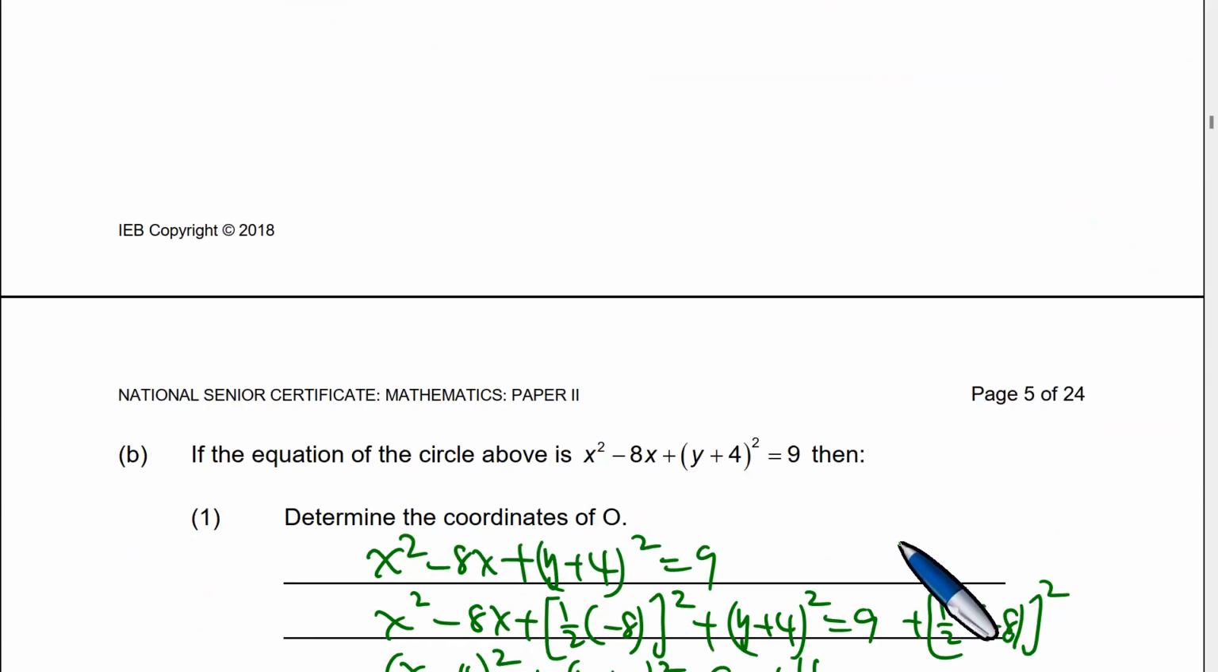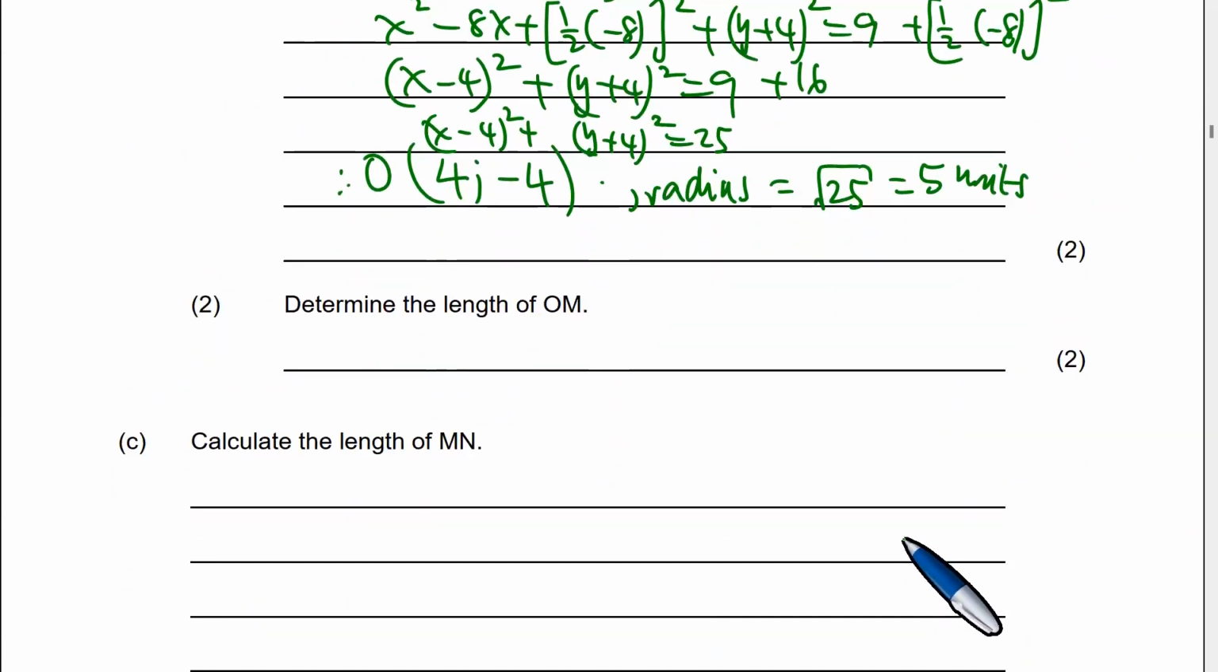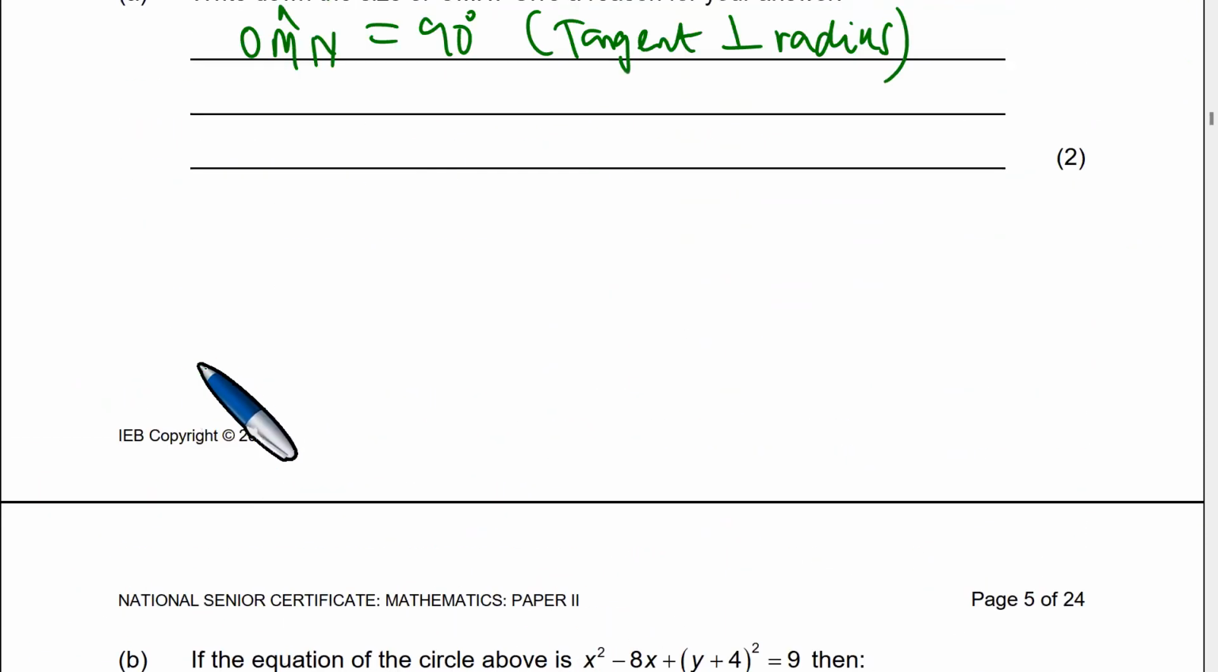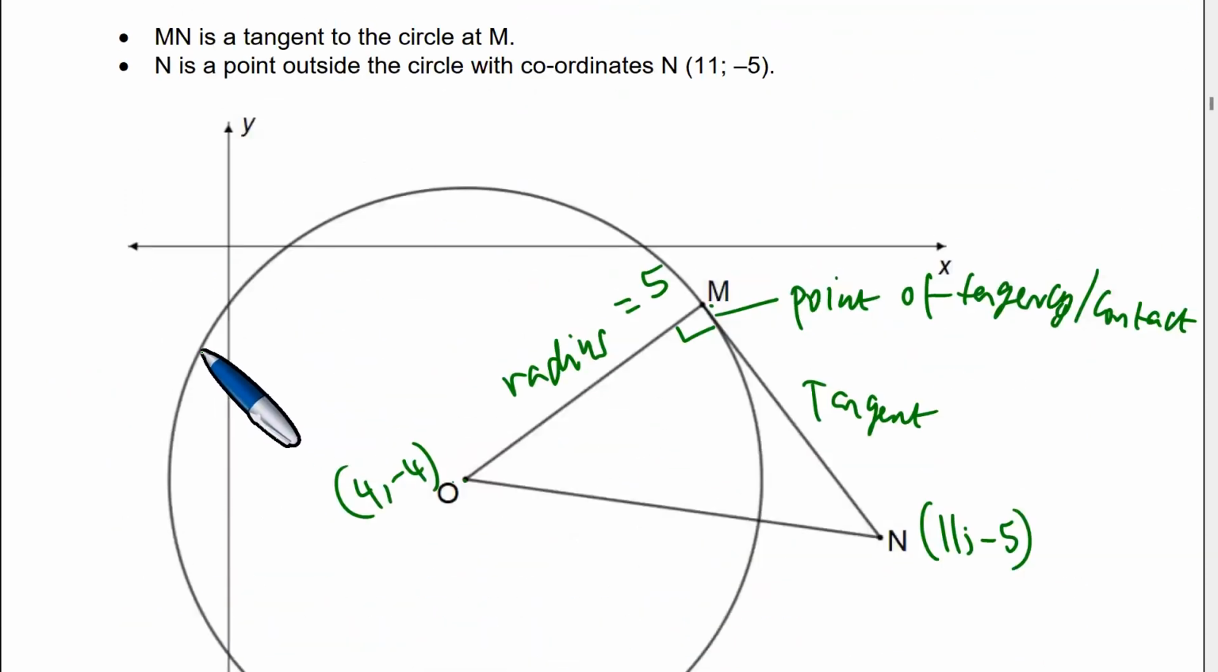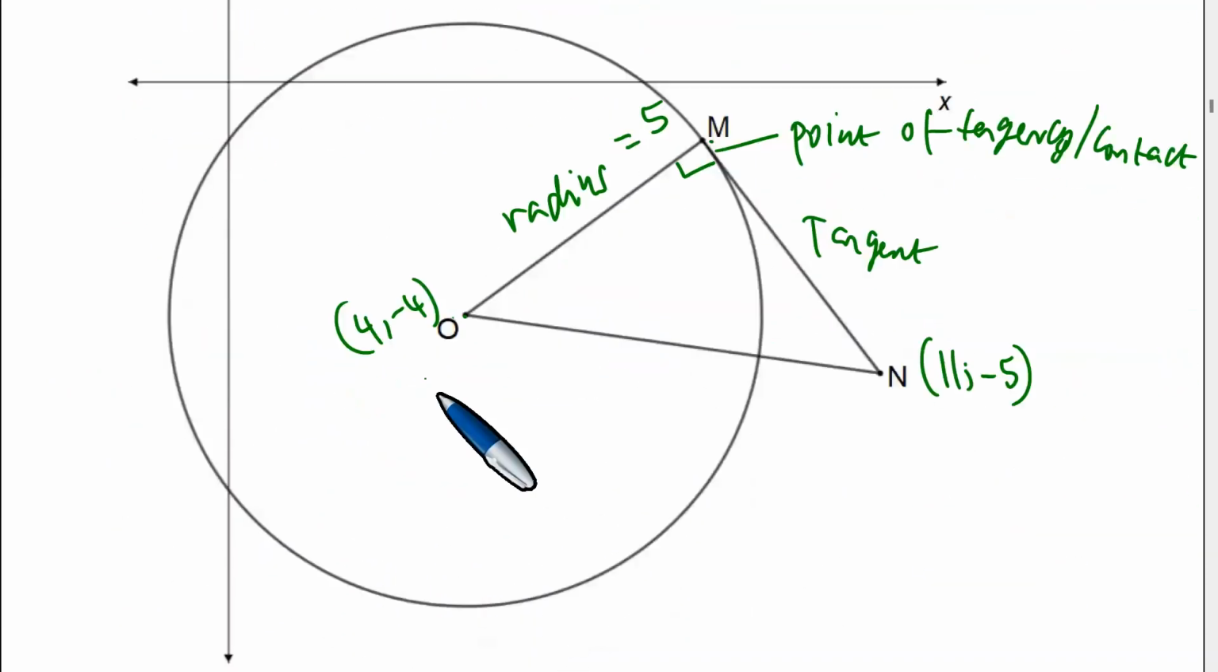So the way you're going to practice, you're going to repeat these questions, folks. So if you have O at 4, minus 4, and N would be 11 and minus 5.